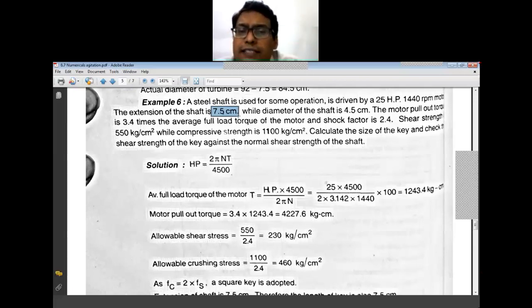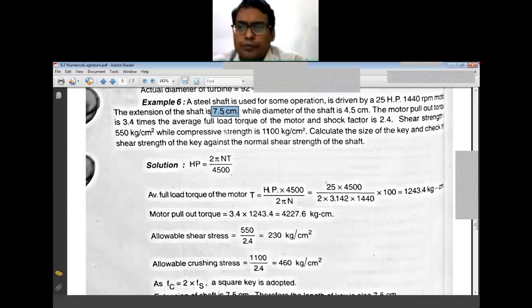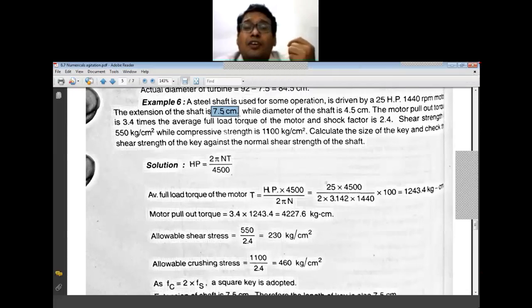The motor pull-out torque is 3.4 times the average full load torque of the motor. What does it mean? The average full load torque and the motor pull-out torque are similar in that when we switch on our fan, it gets a little jerk in the initial stage.